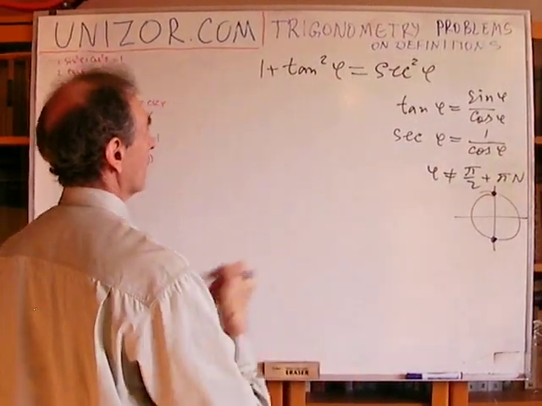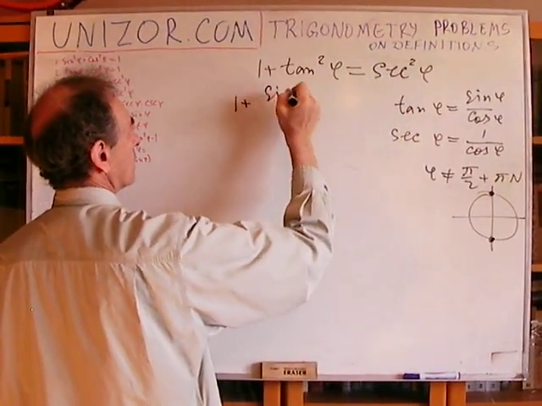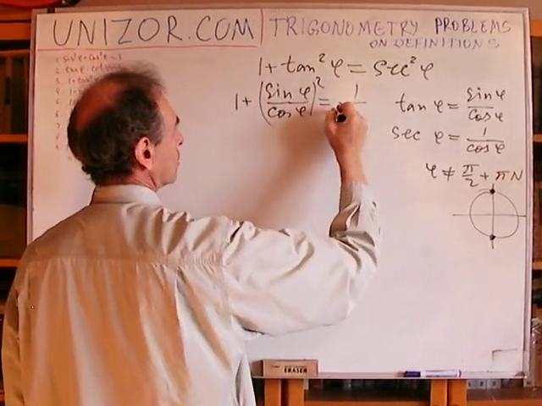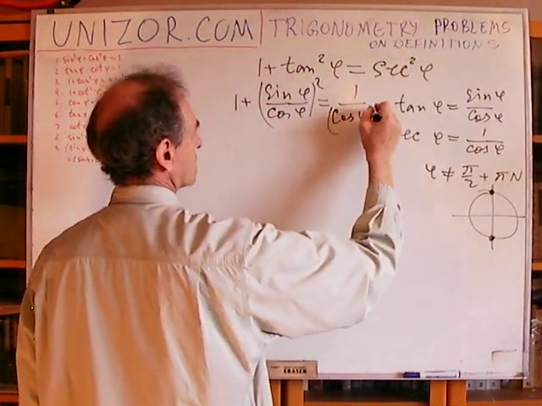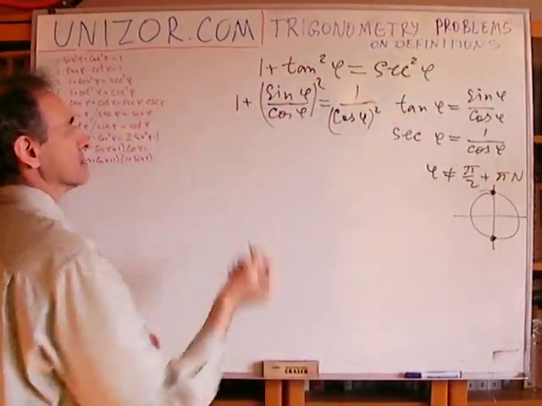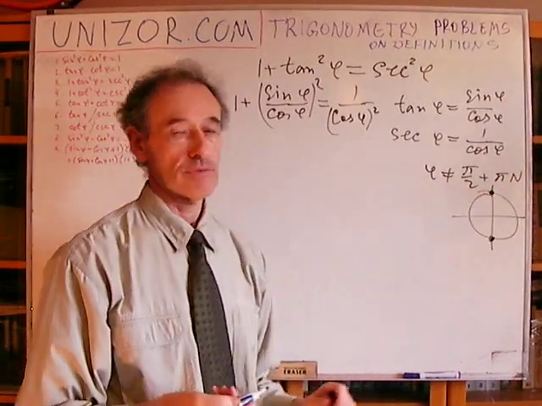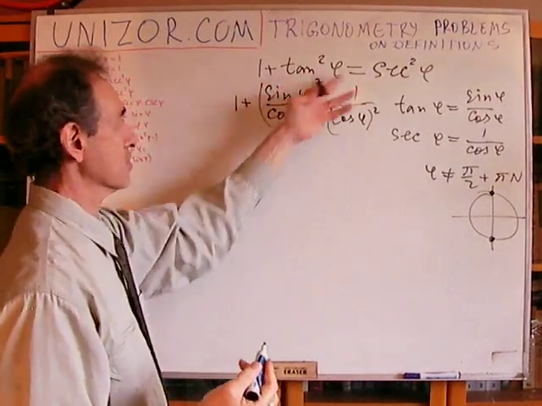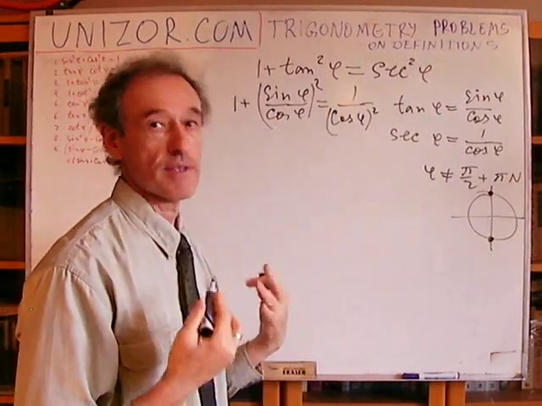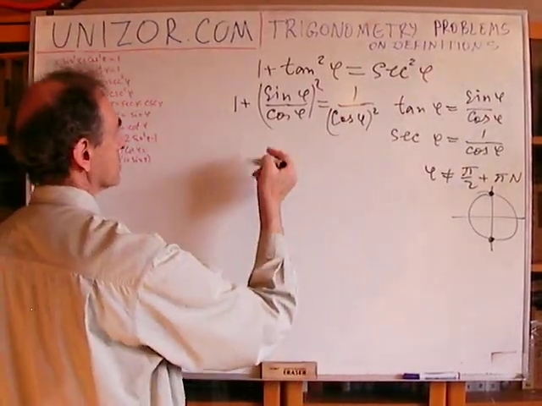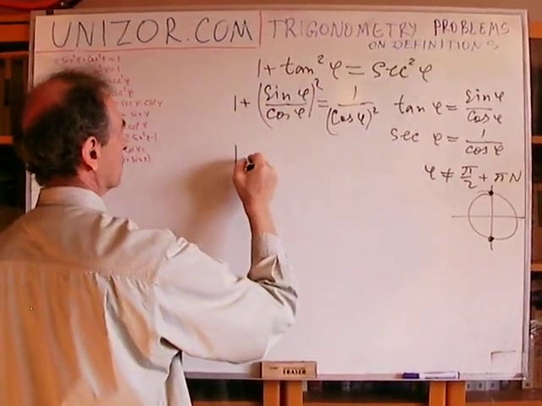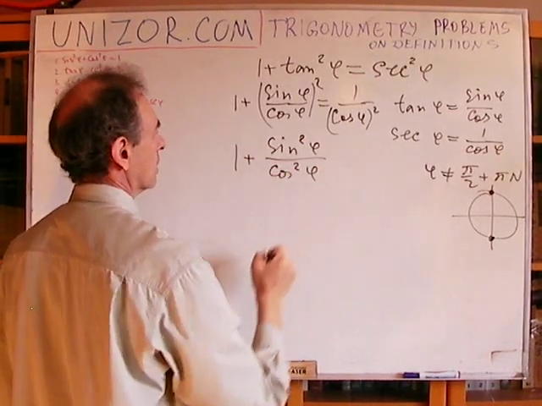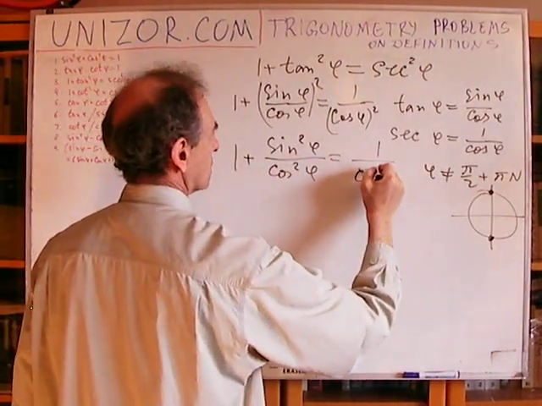But this is defined, I'll just substitute, what is it? 1 plus sine over cosine phi square should be equal to 1 over cosine phi square. Now, this is exactly the same as this for these angles. So instead of proving this, I can prove this. They are completely equivalent because I just substituted for tangent and secant their definitions. Now, how about this? Well, we can always square separately, so it would be 1 plus sine square phi over cosine square phi equals 1 over cosine square phi.